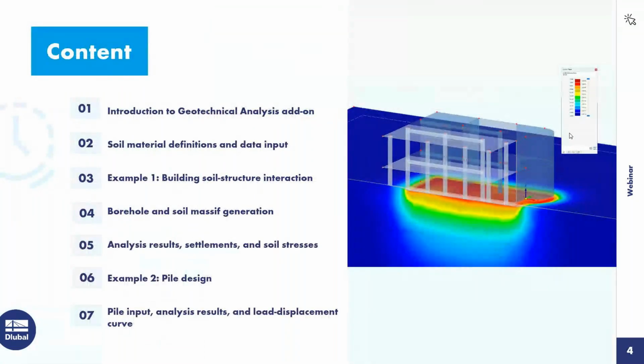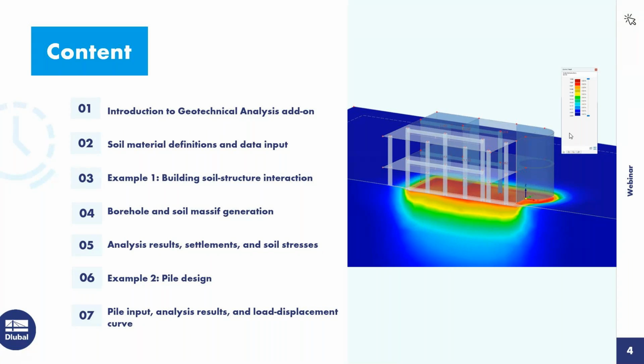So we'll quickly go over the content that I want to cover over the next hour today. We'll give a brief introduction to the geotechnical analysis add-on for soil structure interaction available in the program RFEM 6. We'll talk about the different soil material definition types as well as the data input, and then we'll move on to our first example for today, shown over here on the right-hand side, for building soil structure interaction.